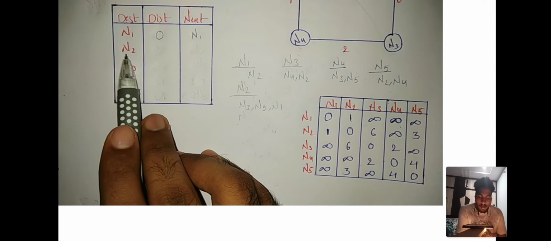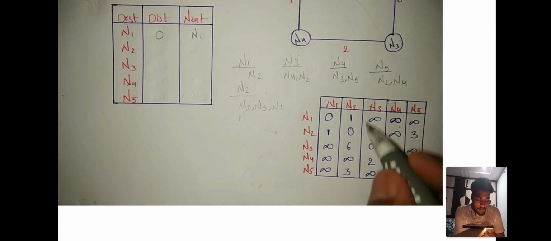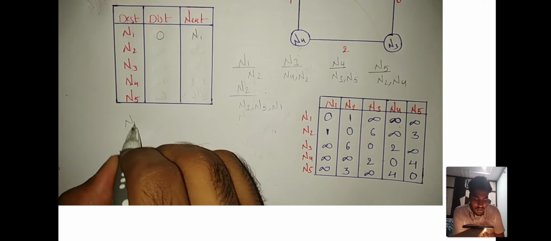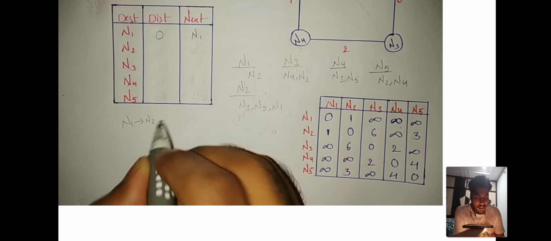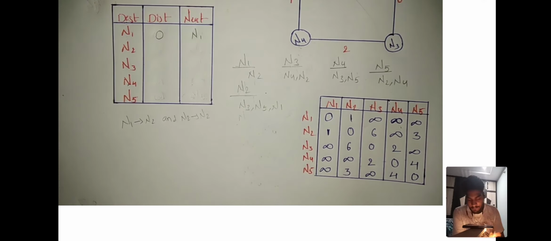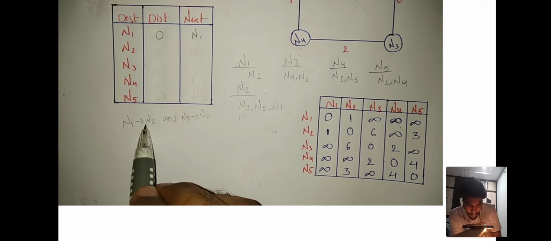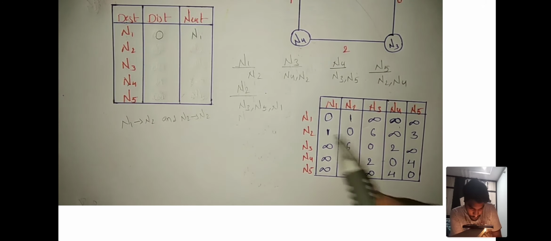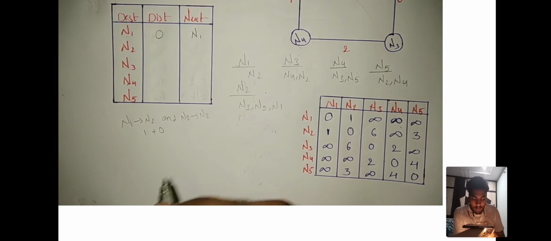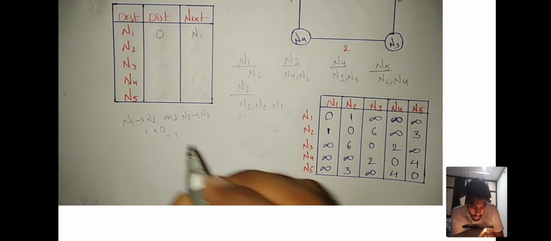Now we have to go to n2 from n1, and we have to use this n2 distance vector information. That means the path is, we have to go to n1 from n2 and n2 to n2. What is the distance from n1 to n2? That is 1. Plus, what is the distance from n2 to n2? That is 0. So the total distance is 1. And what is the next node? n2.